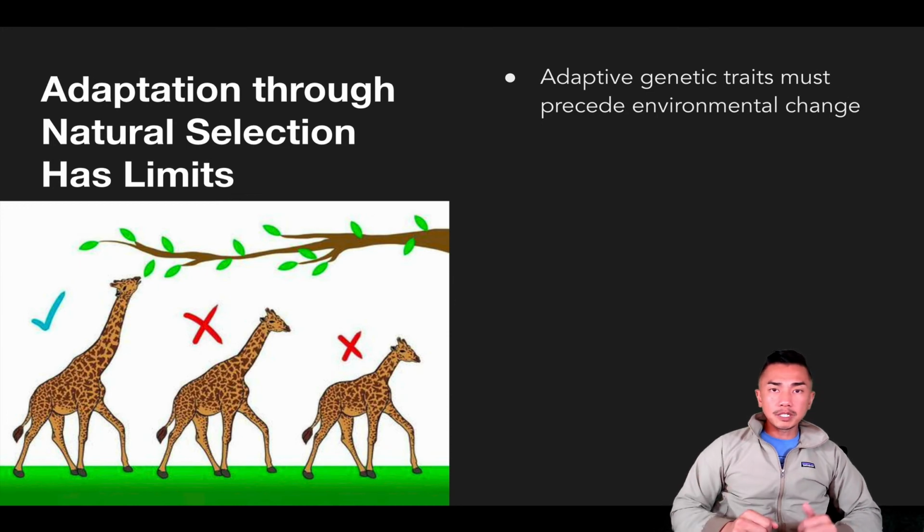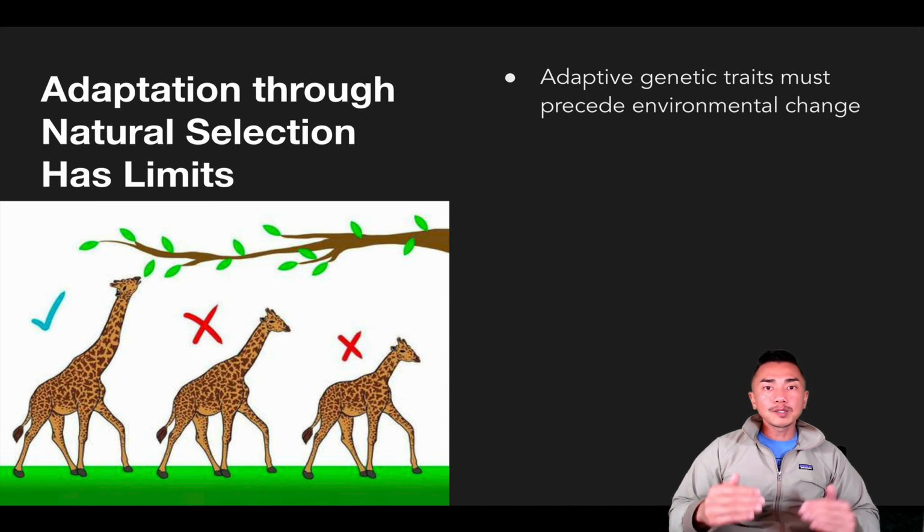So one thing we need to be clear about is that the adaptations and the genes that encode them have to be present before environmental change. For example, you have to have tall giraffes present before natural selection happens, otherwise all giraffes would have died.